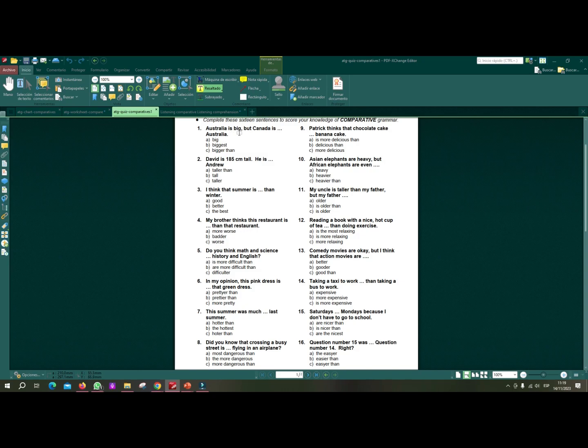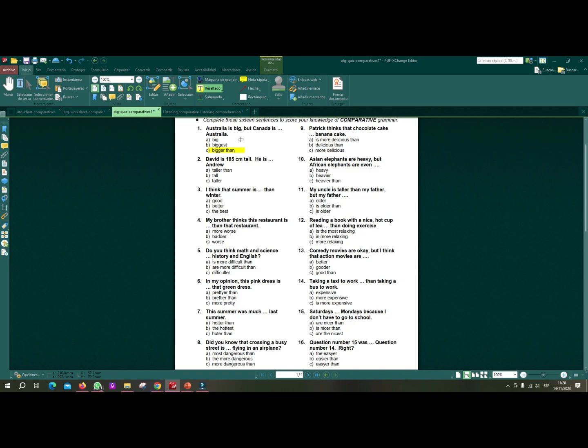Australia is big, but Canada is Australia. So in this case, you need to use a comparative. So big, no, that is not possible. Biggest, that is a superlative one. So letter C.